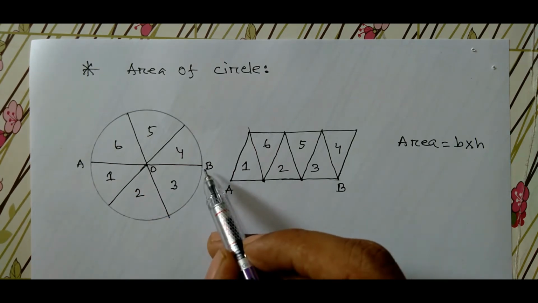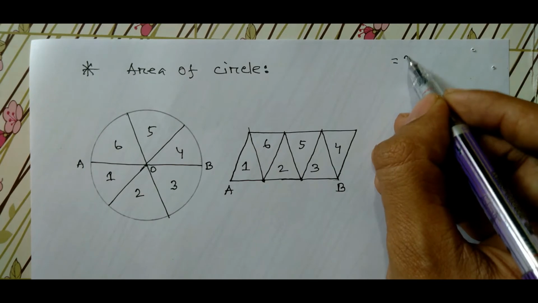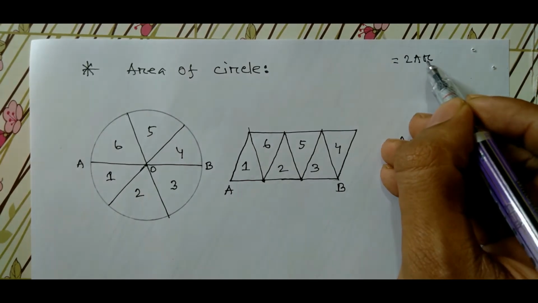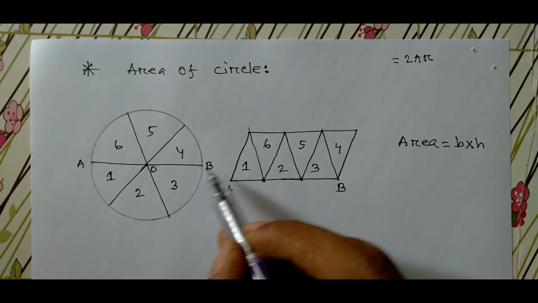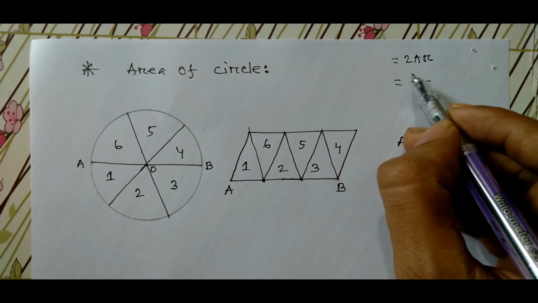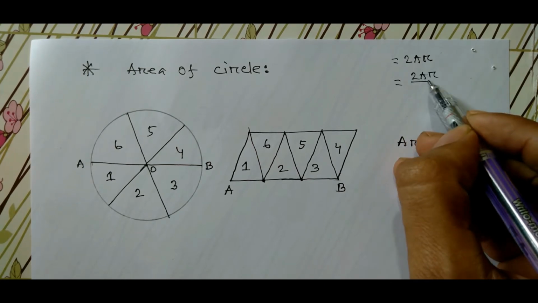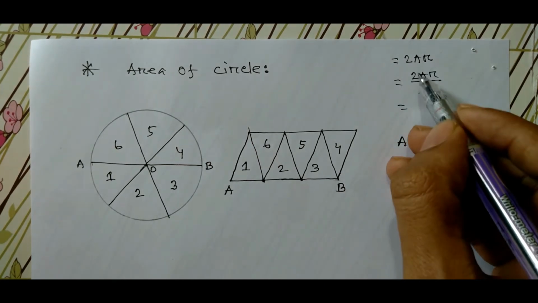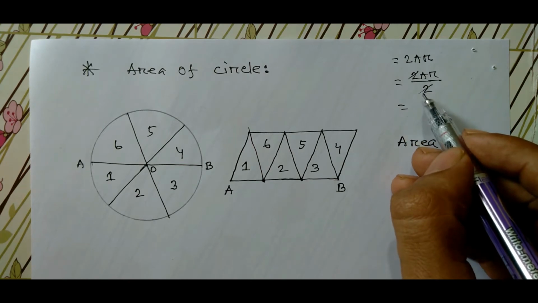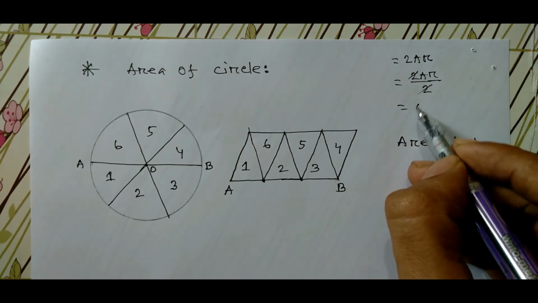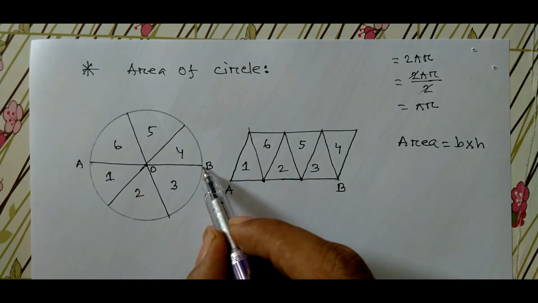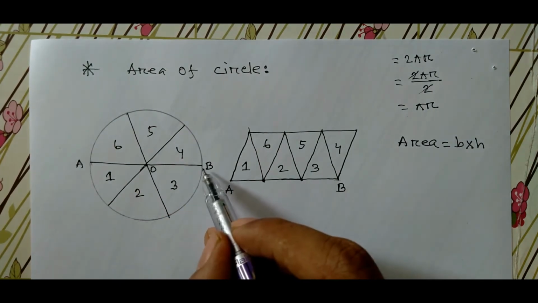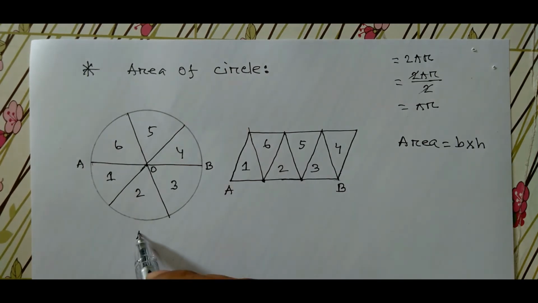What is the value of circumference? The value of circumference is equal to 2 pi r. So what will be the value of half of the total distance, or half of the circumference? Half of the circumference will be 2 pi r divided by 2. This 2 and this 2 will cancel each other, then the value will be pi r. So we can replace the value of AB by pi r.